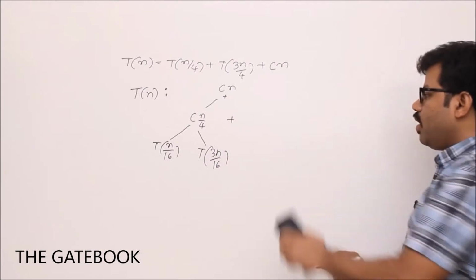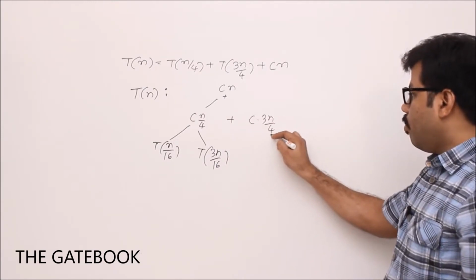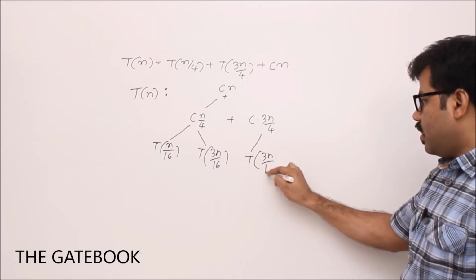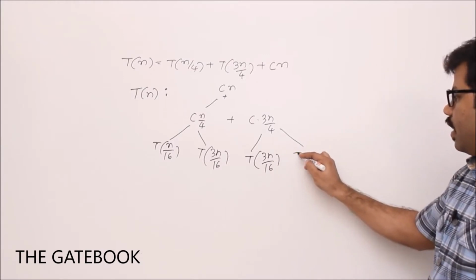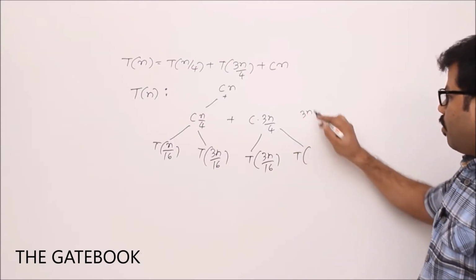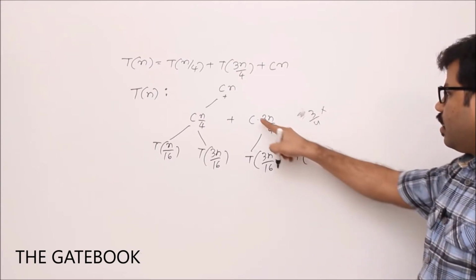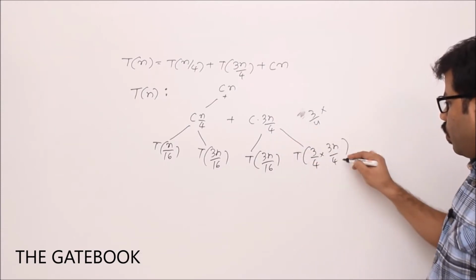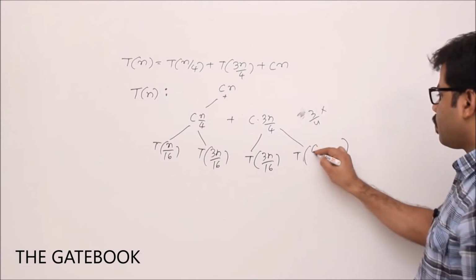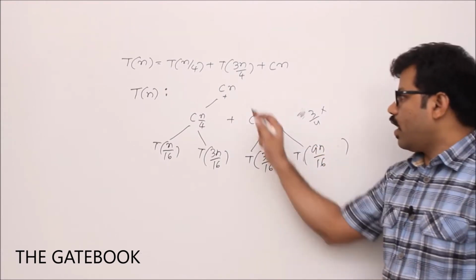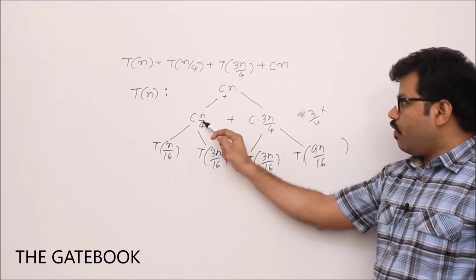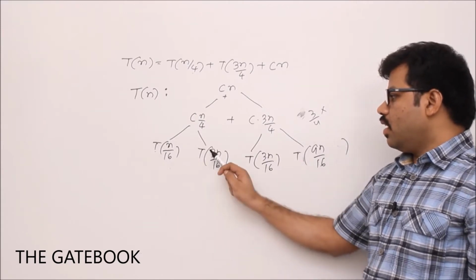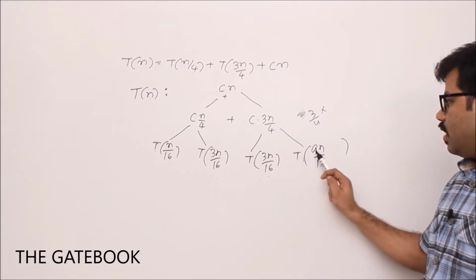Similarly, I can replace this value. T of 3n by 4 is nothing but C into 3n by 4 plus the value given by T of 3n by 16, correct, and the value given by T of 3 by 4th of n. What is n here? 3n by 4. 3 by 4th of this 3n by 4 would become 9n by 16. So now slowly you can understand that this is Cn. We have now, because of these two, Cn by 4, C3n by 4. In the next level we have Tn by 16, T3n by 16, T3n by 16, T9n by 16.